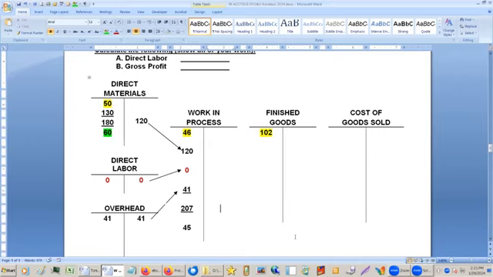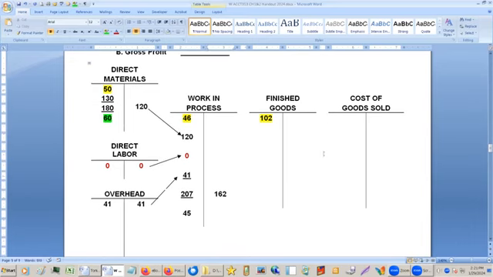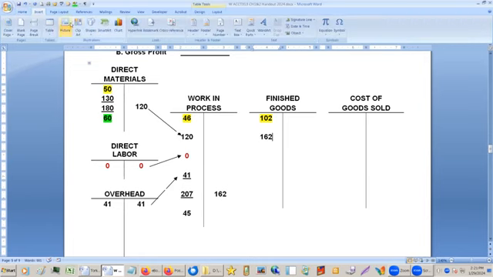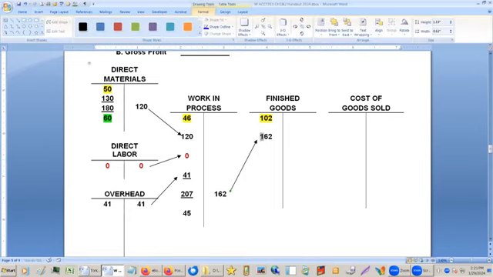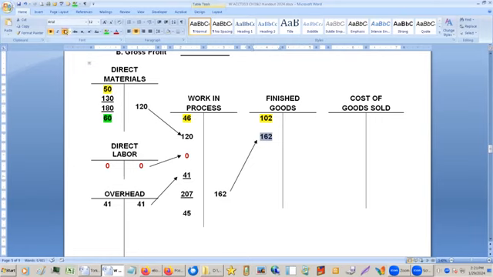Anyone? I think it's 162. You may want to check that. Okay, 162 and 102. I should be able to do that in my head, but I'm being lazy. 264.